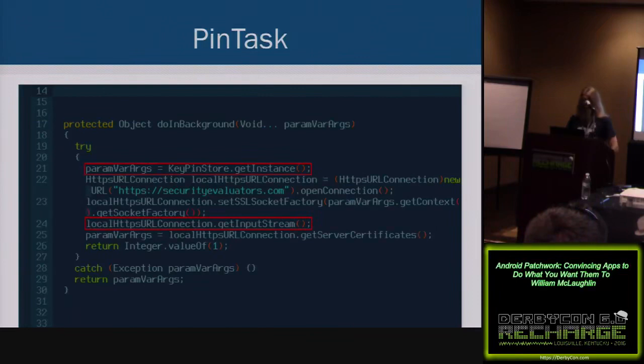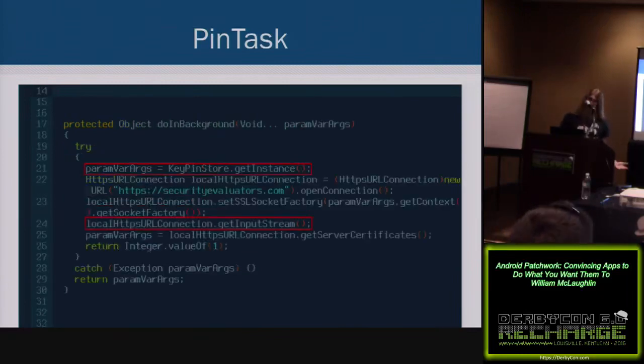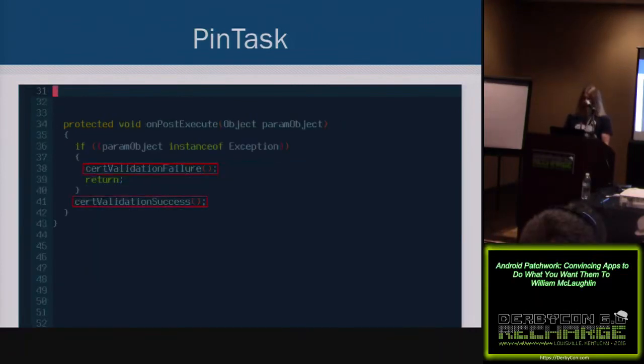So when I say return, what happens is this return value is sent to another function called onPostExecute. This function is automatically run after the AsyncTask completes what it needs to do. So either the exception or the integer comes into this function, and one check happens. Is this an exception on line 36? If it is, a function called certValidationFailure is going to be called. If it is not an exception, for example, if it's an integer with value 1, certValidationSuccess is going to be called.